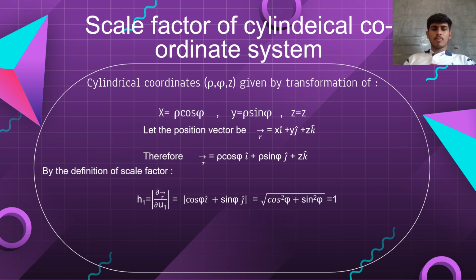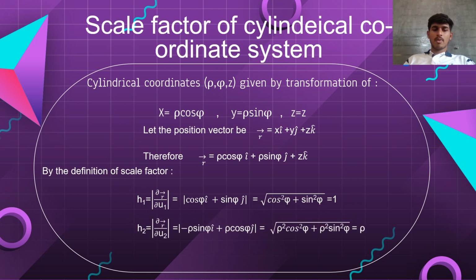So, by the definition of scale factor which we saw in the previous slides, h1 is equal to magnitude of dou r bar with respect to u1. Here u1 is rho. So, if we differentiate the position vector with respect to rho, we get cos phi i cap plus sin phi j cap. If we find the magnitude of this vector, which is root of cos square phi plus sin square phi, which is equal to 1. So, the value of h1 is 1.